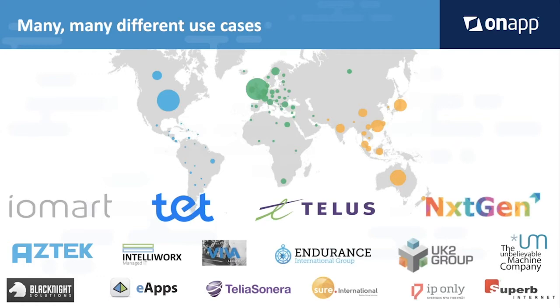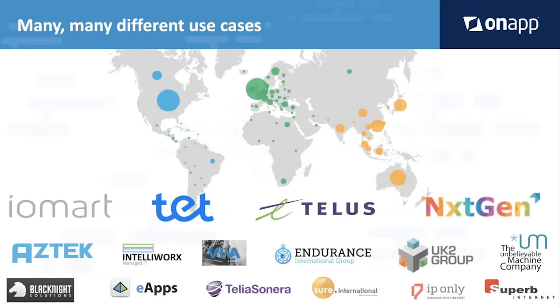We've built more than 5,000 clouds for our customers, and our software is used by companies in 93 countries. They include big telecoms providers such as TET in Latvia and TELUS in Canada. Companies like Aztec and IMART here in the UK and the Unbelievable Machine Company in Germany use OnApp as part of a broader MSP type of service. We also work with companies that offer more traditional hosting services like UK2 and NextGen in India.